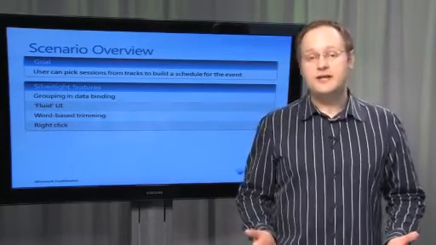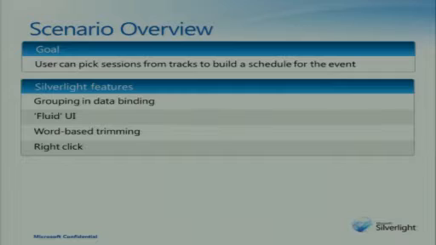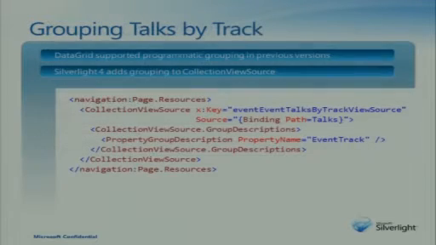So we're going to use grouping to do this, and in later talks we're also going to look at some other related features. We're going to see the fluid UI animations, we're going to look at some new text layout features, word-based trimming, and we're going to look at right-click support as well. But for now, we're going to focus on grouping in data binding.